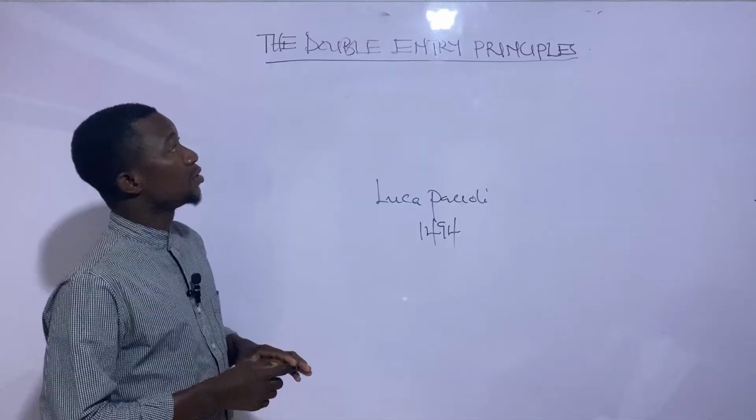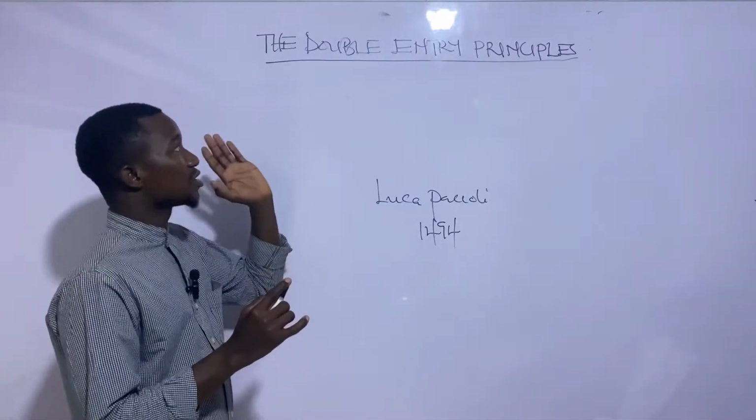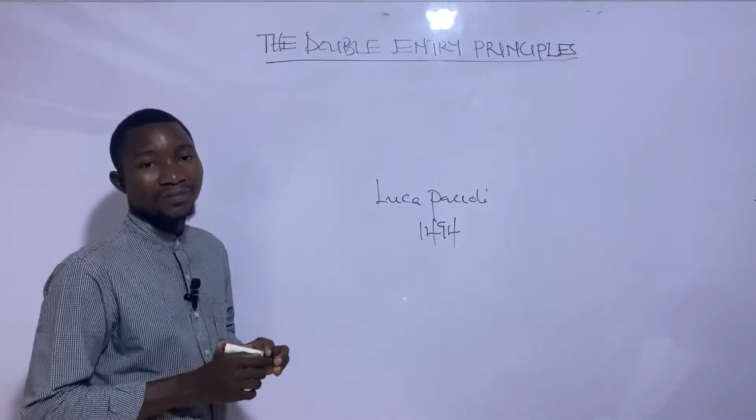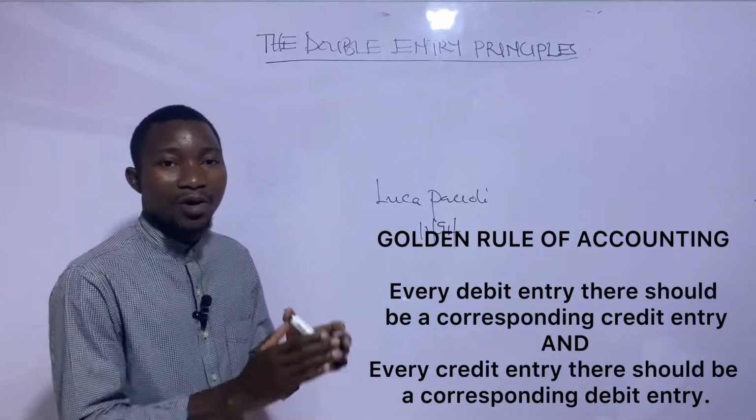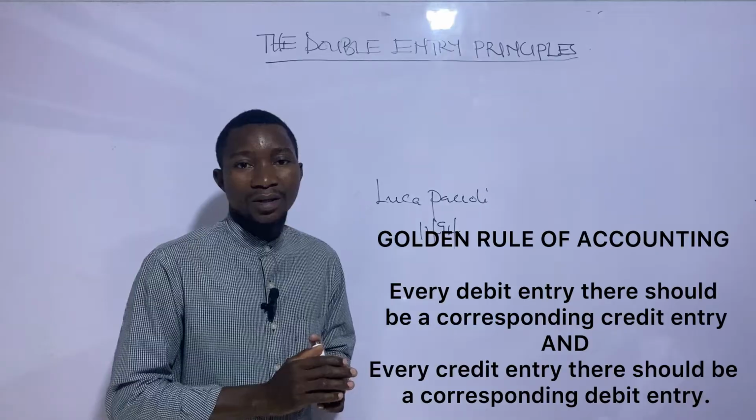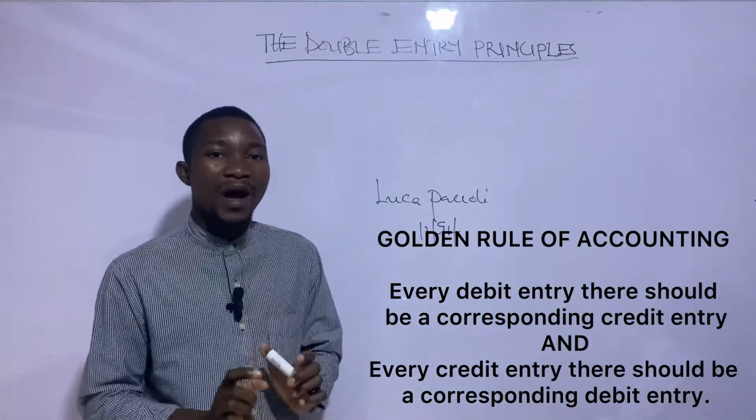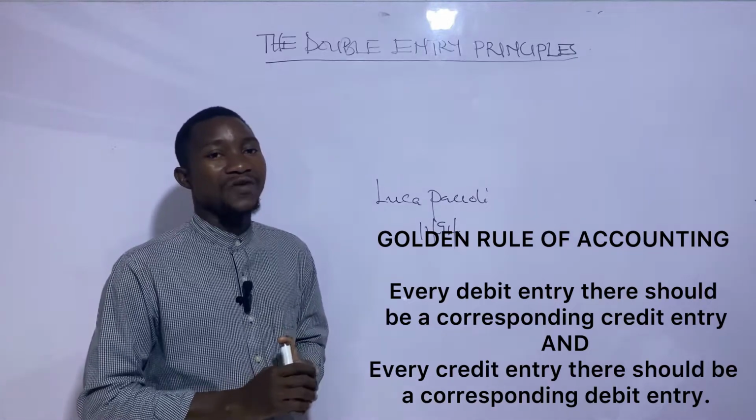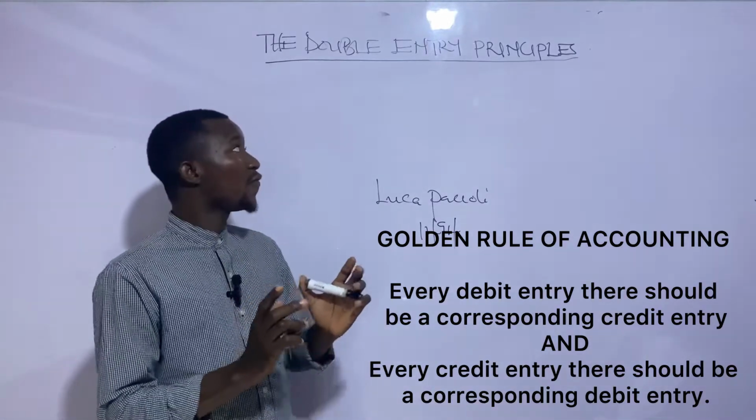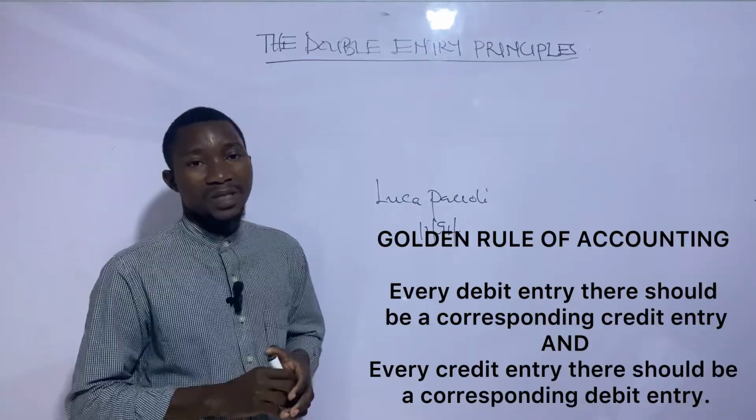So the general rule for this double entry principle is that for every debit entry, there should be a corresponding credit entry. On the other hand, for every credit entry, there should be a corresponding debit entry. So that is the general rule for the double entry principles.